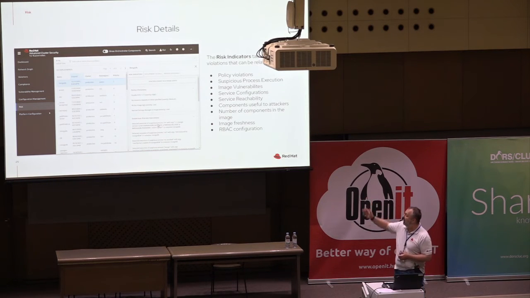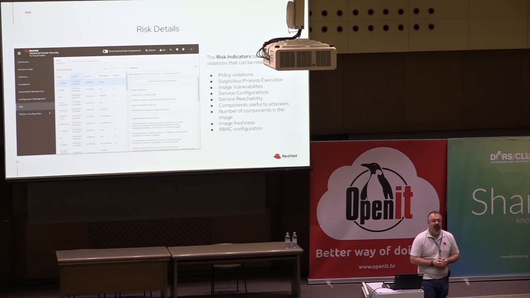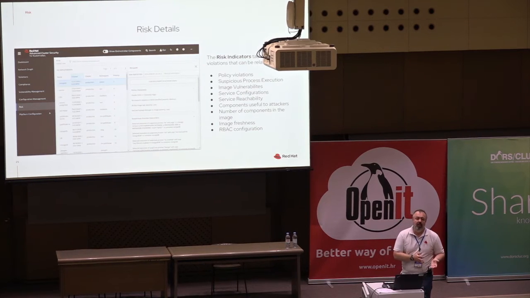Like for example, RBAC configuration. Maybe you are running your project as a cluster admin. Change it. Maybe you misconfigured a service. Maybe you are using HTTP and it should be HTTPS. So you can also connect it with GitOps, single source of truth. That whole configuration will be stored in Git, and then you can synchronize the configuration. So this is also important.